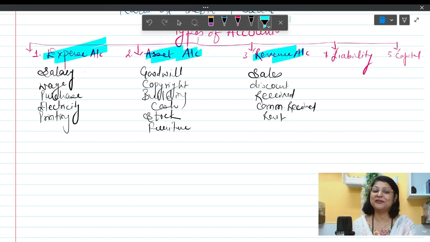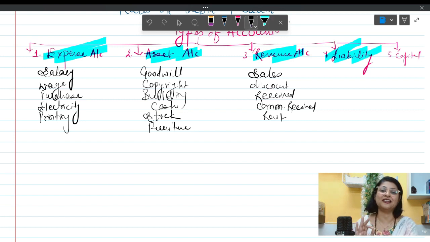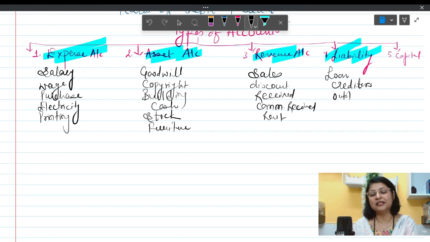What is liability? The next type of account is liability. Our fourth account is liability. Under liability we have loan. Under liability we have creditors. Under liability we may have outstanding bills, any bill which is not being paid right now. And under capital is capital only.